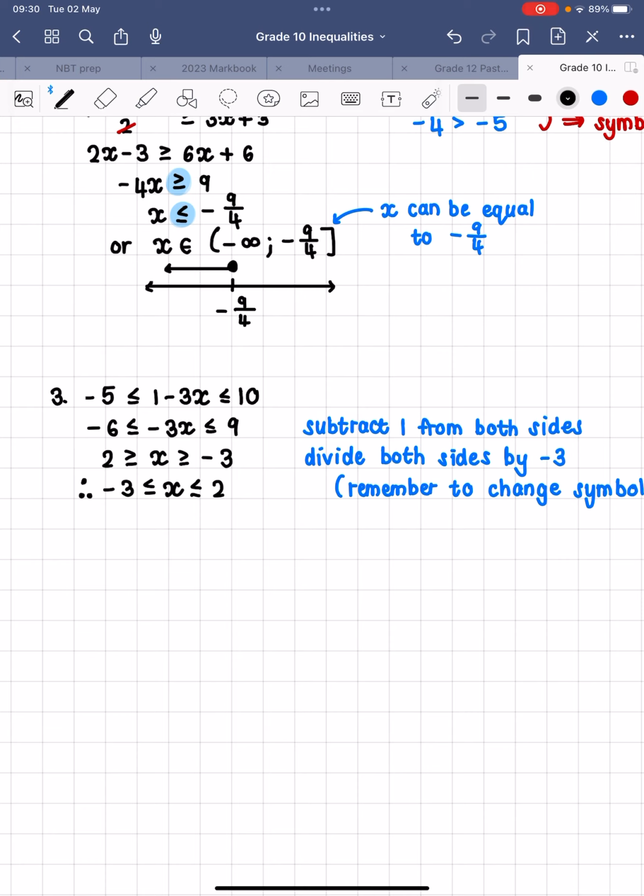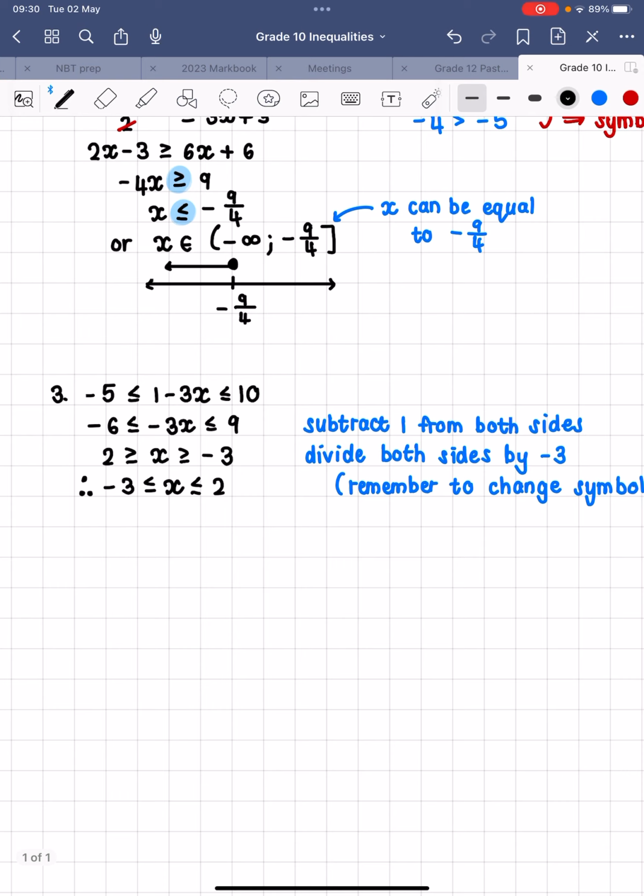If you wanted to read this in an easier way, I always say I'm reading it from the inside out, so from the x out to the numbers. This is saying that x must be smaller than, because the smaller point of the symbol is pointing towards the x. X must be smaller than or equal to 2. Is that still saying this here? X is smaller than or equal to 2.